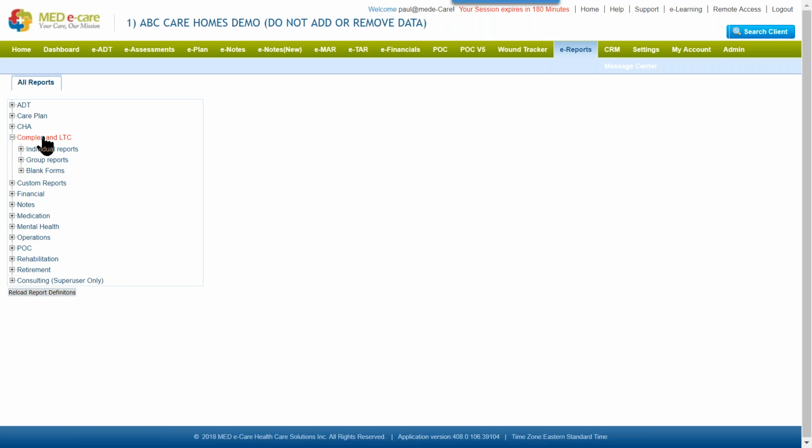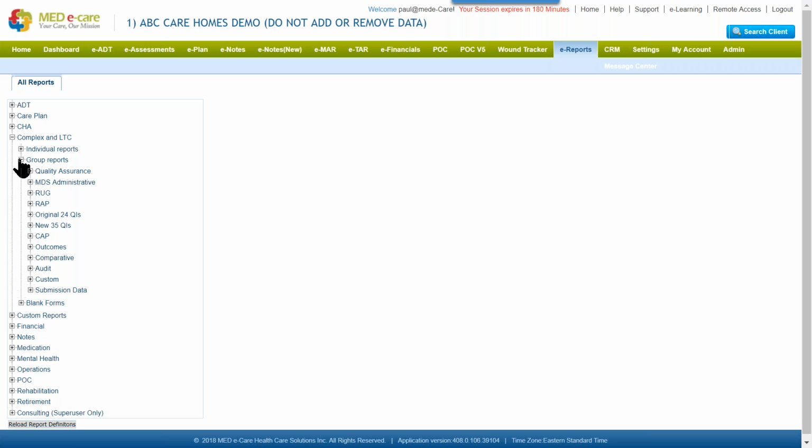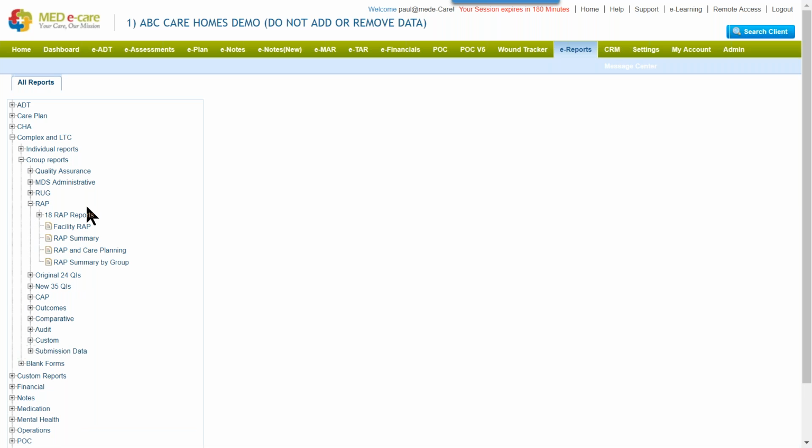When we selected that grouping, it showed us that we could look at individual reports, group or listed reports, and blank forms. We've been concentrating on the group reports. And so far, we've covered quality assurance, the administrative reports. We've looked at RUGS reports on the last session, and today's session is going to begin with the RAPs. Okay, so let's just select RAPs.